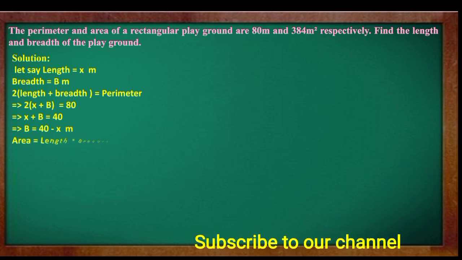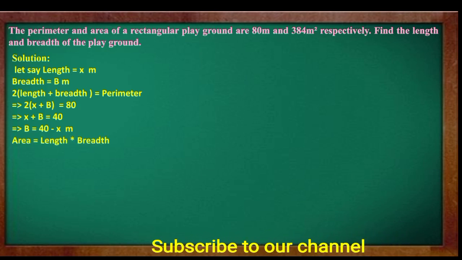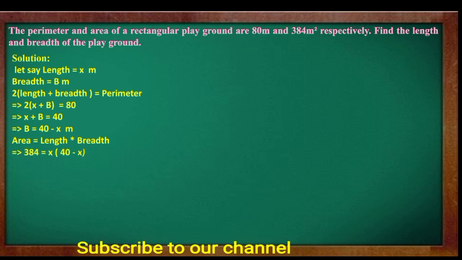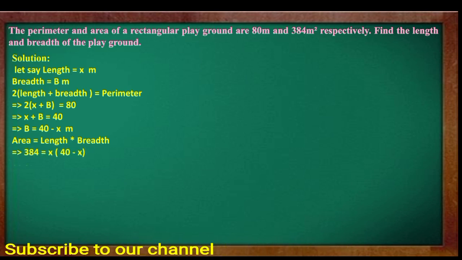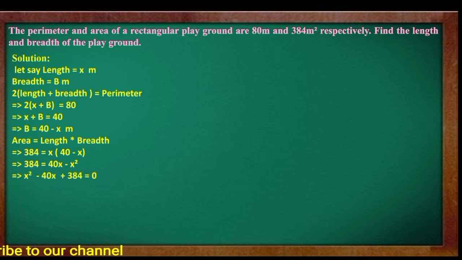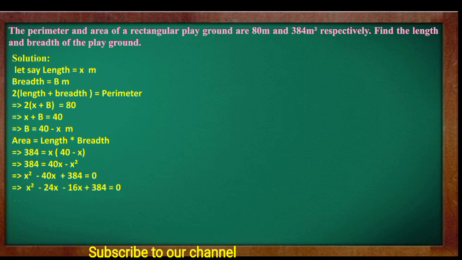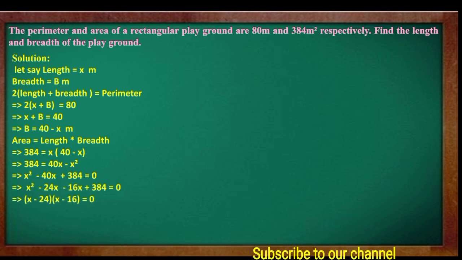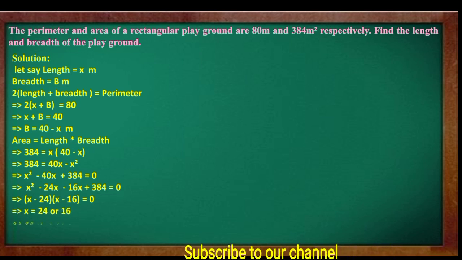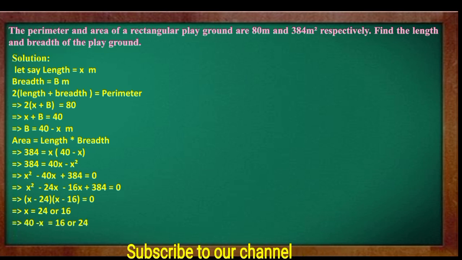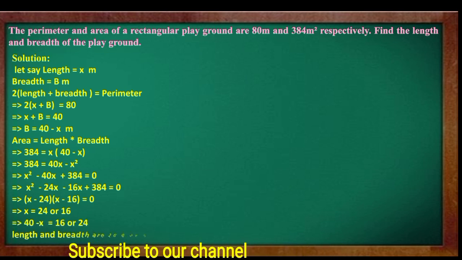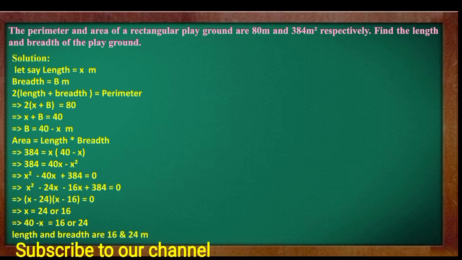Substituting this in the area formula, that is area is equal to length into breadth. So 384 is equal to x into 40 minus x. Therefore 384 is equal to 40x minus x square, that is x square minus 40x plus 384 is equal to 0. Solving this quadratic equation we get x is equal to 24 and x is equal to 16. The length and breadth of the rectangular playground, that is length of the playground is 24 and breadth is 16 meter.